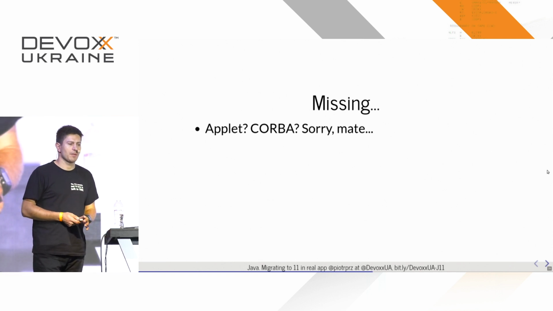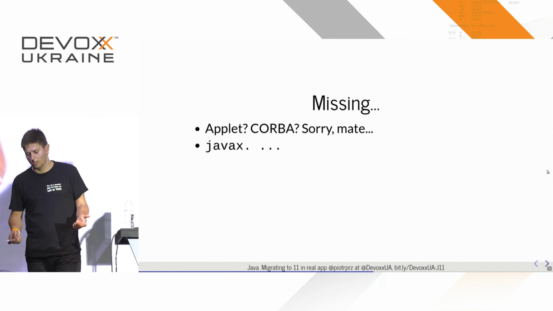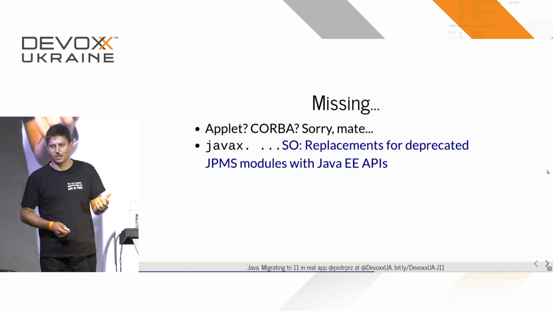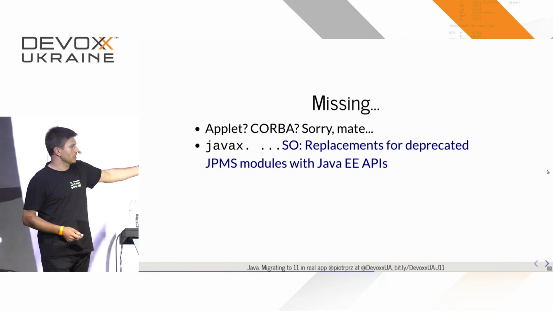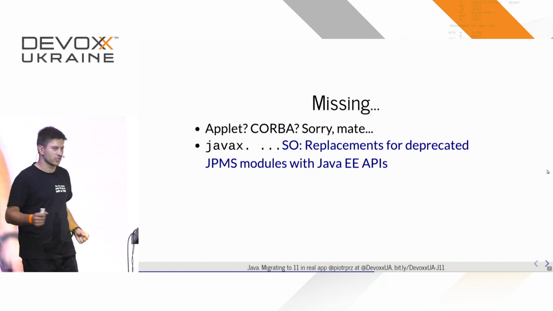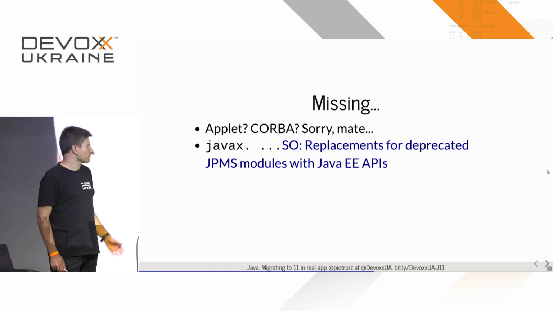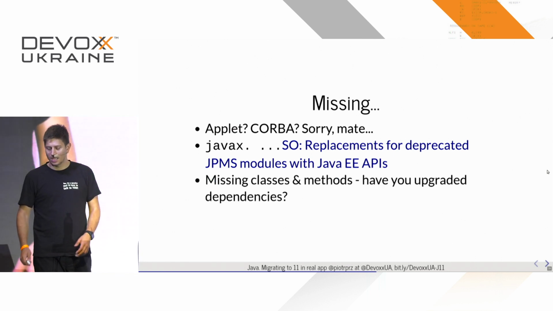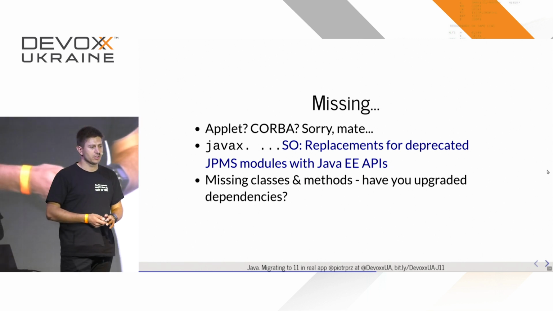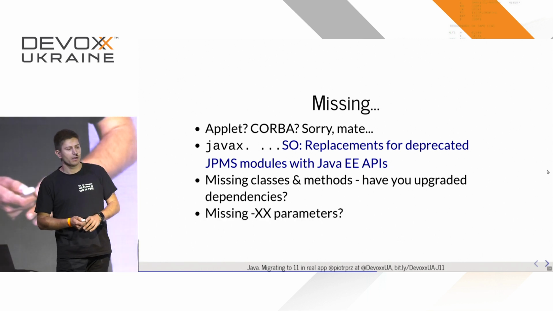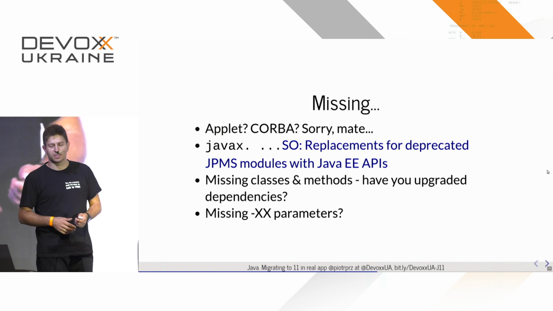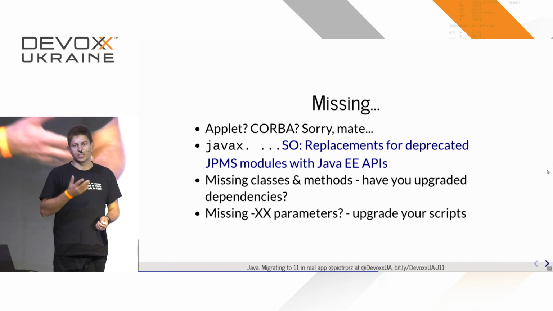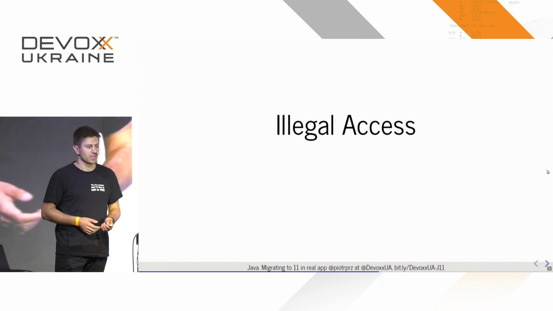So if you have a missing applet or CORBA, sorry, it's not going to work anymore. If you have something from this javax package, then you need to add one of the explicit dependencies. They're listed here by Nikolai Parlog, our new Java champion, on Stack Overflow. If you have missing classes or methods, I guess you didn't upgrade your dependencies in your POM file. If you have any missing XX parameters or the DevOps team complains about that, I mean, they should read the changelog and upgrade the scripts, basically.